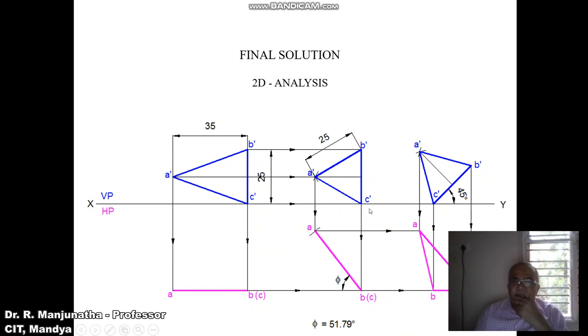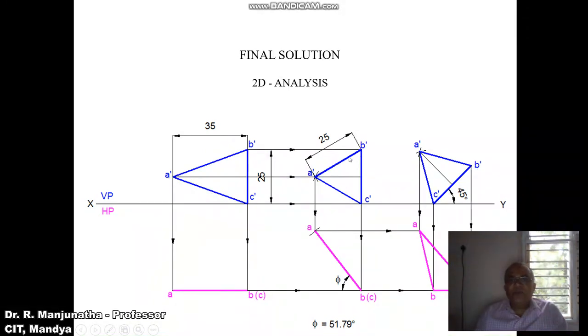Then the edge which is parallel to VP. So which is the edge, or which is the side, which is parallel to VP? It is B comma C, because when you look from the top view, B C is parallel to VP. So that is the reason why you are getting the true length in the vertical. So the inclination given to this side is the true inclination, and the length is also the true length.